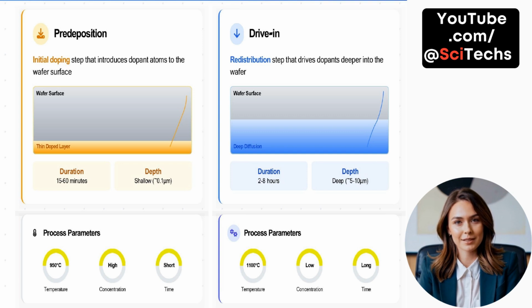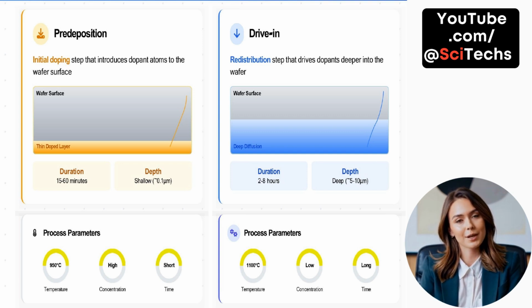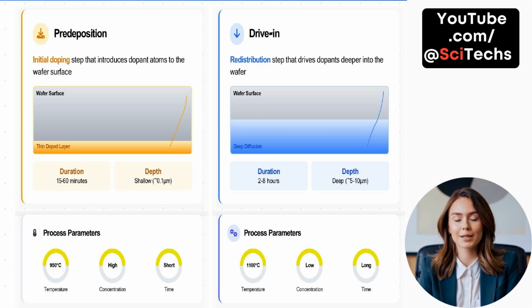In contrast, the drive-in step redistributes those dopants deeper into the silicon. It runs at a higher temperature, around 1100 degrees Celsius, with a much lower dopant concentration, and for a significantly longer time, usually between 2 to 8 hours. This results in a deeper diffusion depth of around 5 to 10 micrometers, creating a gradual dopant profile optimized for forming junctions in semiconductor devices.